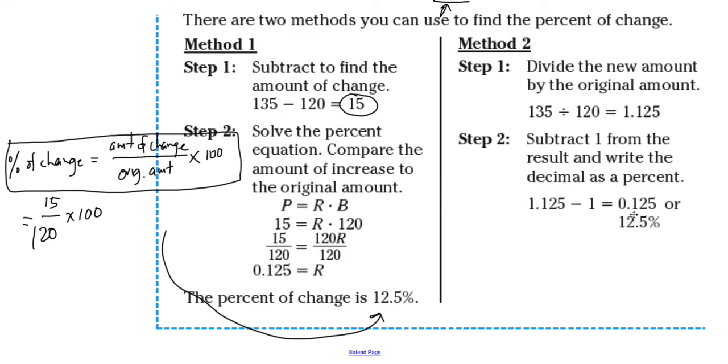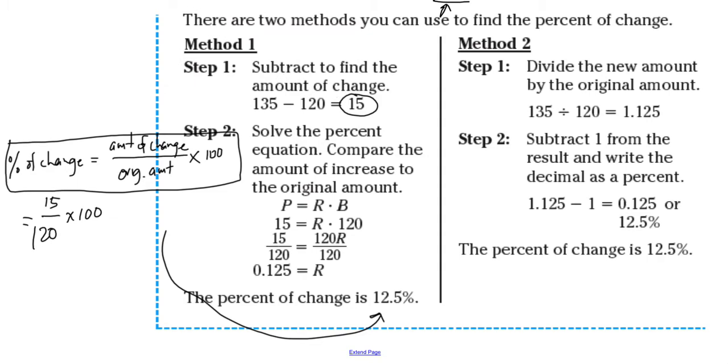So you subtract 1. 1.125, subtract 1, you end up with 0.125, and then make it into a percent by moving the decimal 2 spaces to the right, end up with 12.5%. So the percent of change is 12.5%. So there are 2 ways to do this, method 1 or method 2. It's up to you what method you want to use.